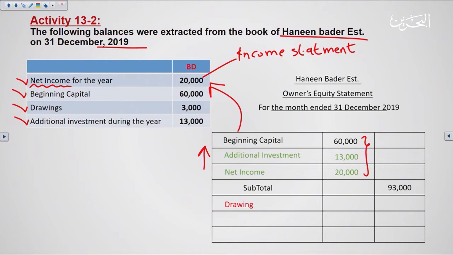I will add now the events that will decrease the capital. First, the drawing, 3,000 BD. Now I will calculate the ending capital by subtracting these two figures, and I will get 90,000 BD.